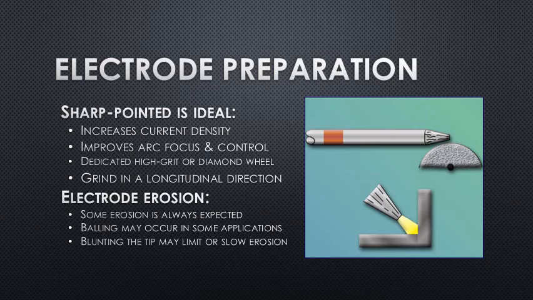Always expect some electrode erosion even when welding in DC electrode negative, so you periodically should sharpen your tungsten to keep it fresh. Some balling may occur if you're welding in AC, and blunting the tip at the end may limit or slow erosion, so it actually increases the surface area, which can handle a little bit more heat before it erodes or balls back.